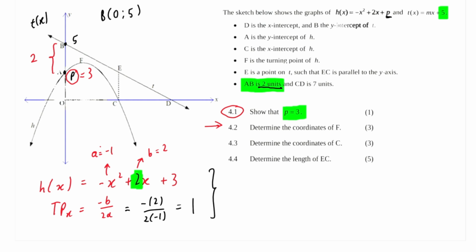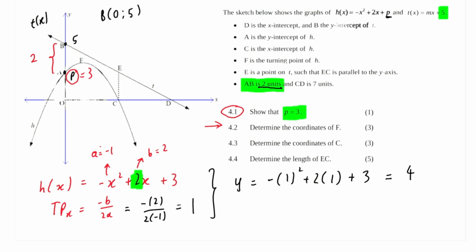In order to get the y value for your turning point, you need to substitute 1 back into your original equation. So that will be in our h of x formula. So if we substitute 1, we'll have minus 1 squared plus 2 into 1 plus p, which is 3. If we put that into our calculator, we will get 4.